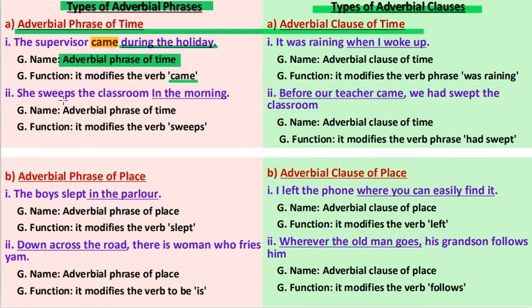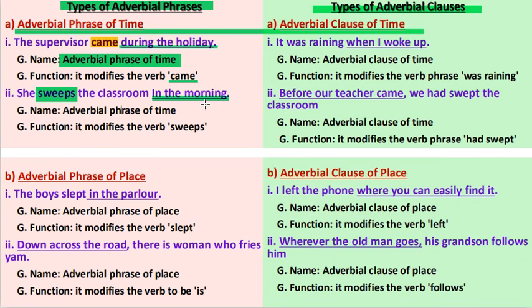Example 2, Roman figure 2. She sweeps the classroom in the morning. In the morning is underlined. It is an adverbial phrase of time. That is the grammatical name. And the grammatical function, it tells us the time the verb sweeps is performed. When does she sweep the classroom? The answer is going to be in the morning. So in the morning answers the question of when. It modifies the verb. It tells us the time the verb sweep is performed.